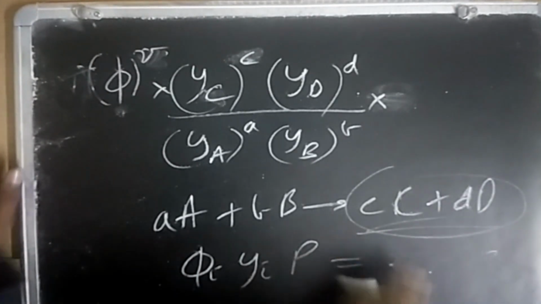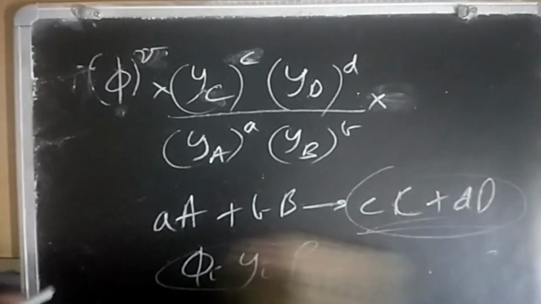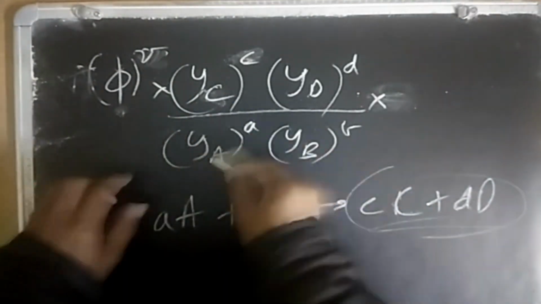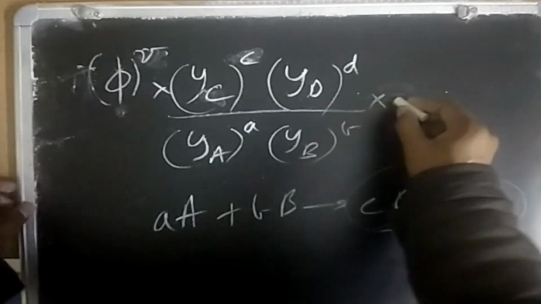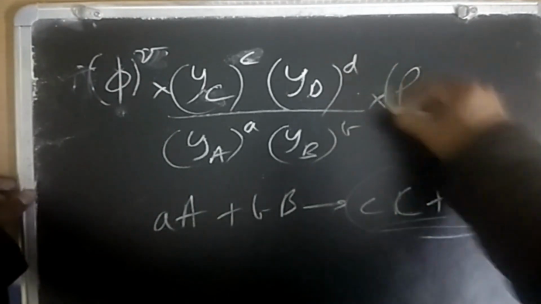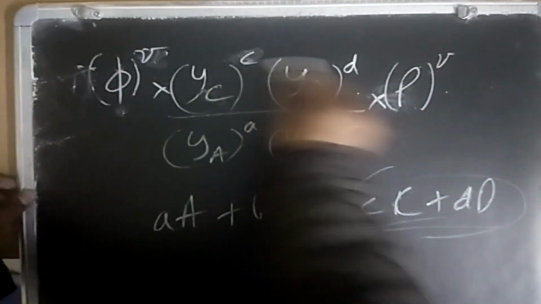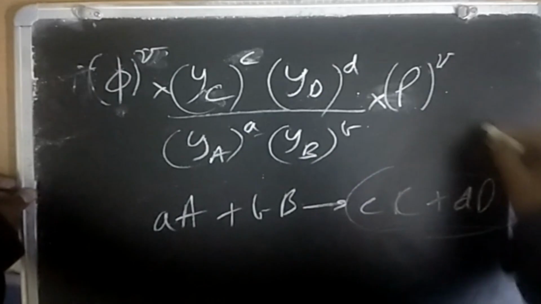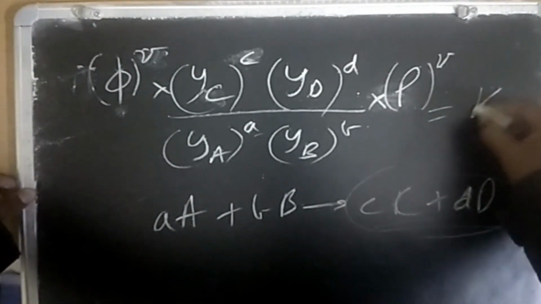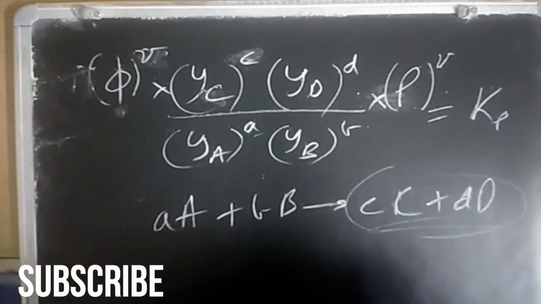So this thing is the whole same thing, but in a slightly modified way, with the summation above and in the denominator, into the total pressure to the power mu. This also to the power mu, and this is equal to the equilibrium constant, let's say Kp.